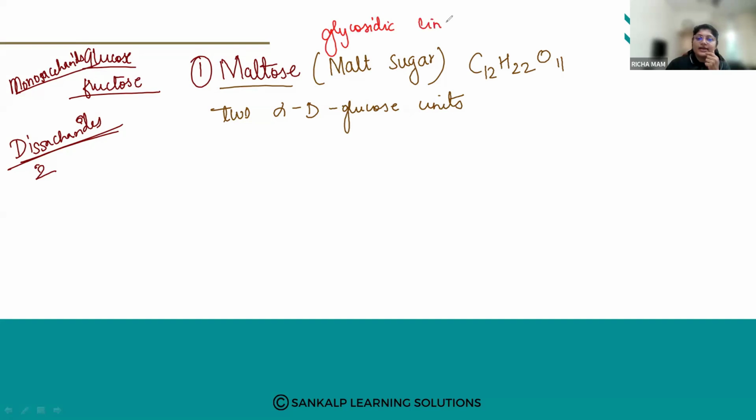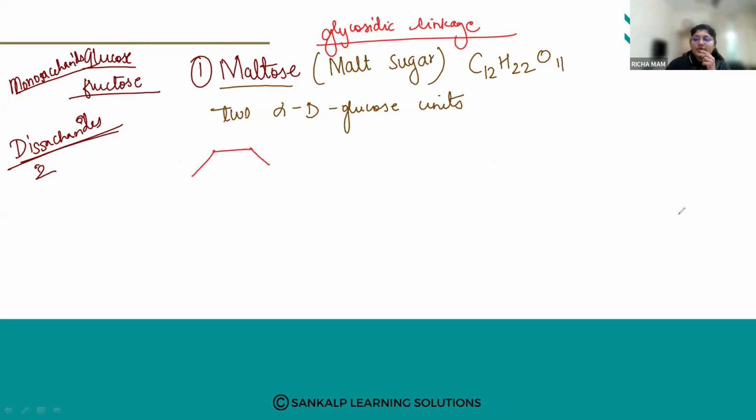Okay, it is called glycosidic linkage. This glycosidic linkage links the two units. So between these two units, the link which is present is called a glycosidic linkage. Now, how are the units joined?